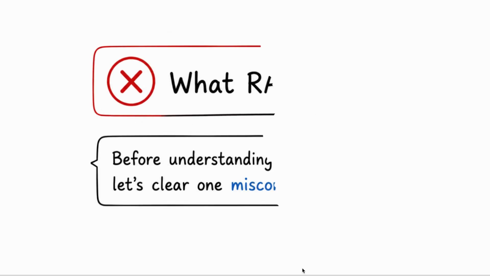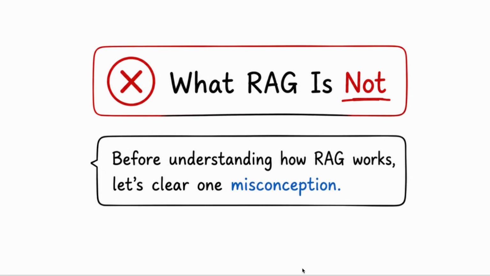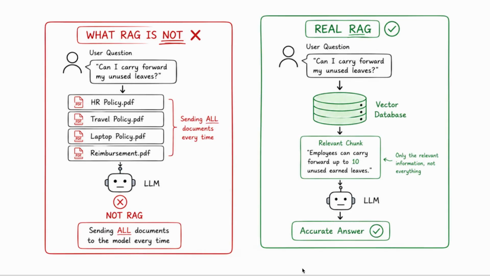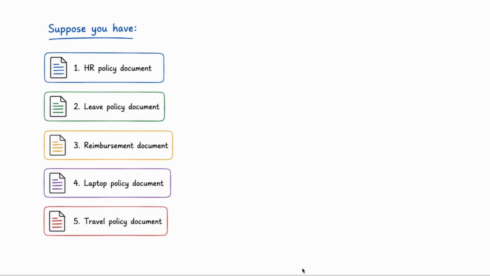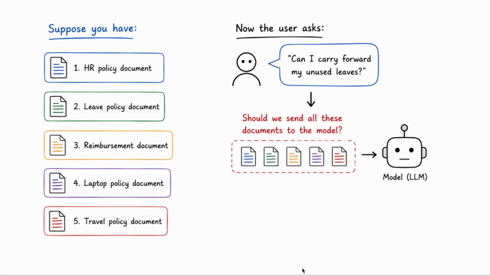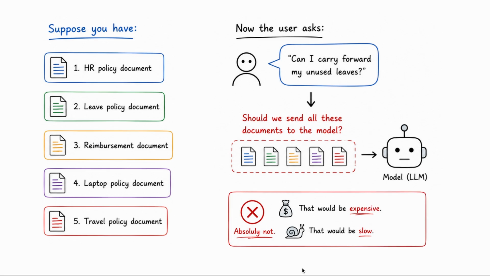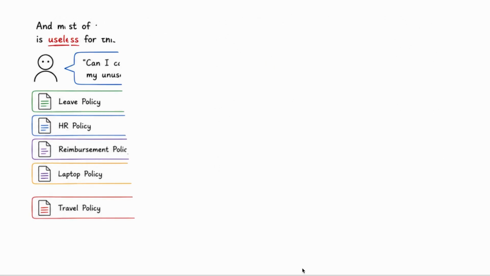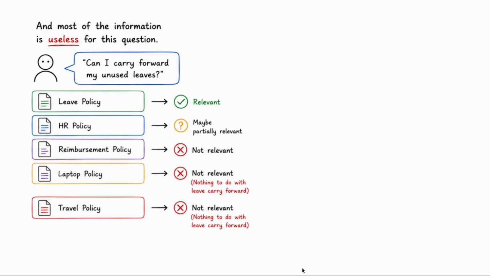Before understanding how RAG works, let's clear one misconception. RAG is not sending all your documents to the AI every time. Suppose you have HR policy document, leave policy document, reimbursement document, laptop policy document, travel policy document. Now the user asks, can I carry forward my unused leaves? Should we send all these documents to the model? Absolutely not. That would be expensive, that would be slow, and most of the information is useless for this question.